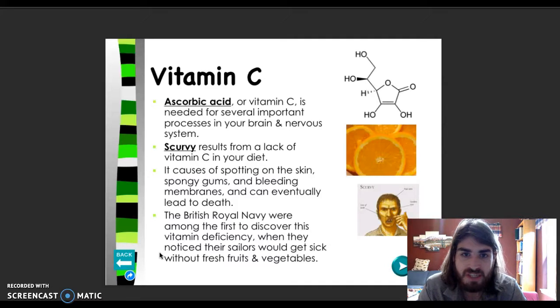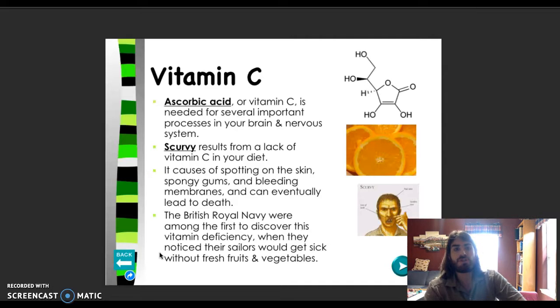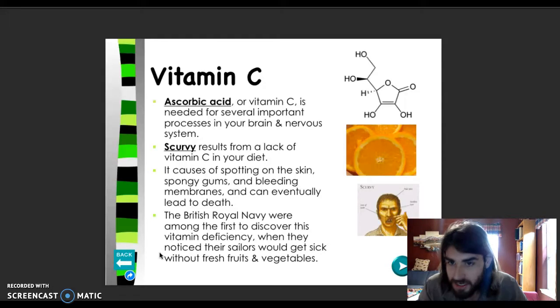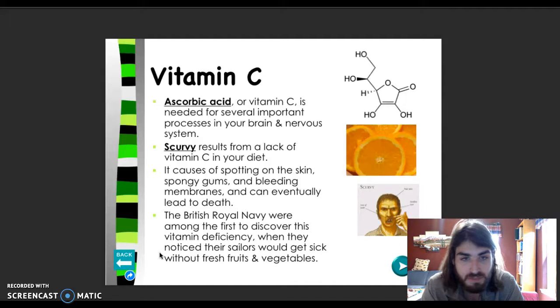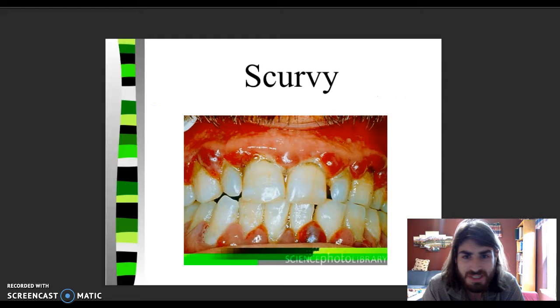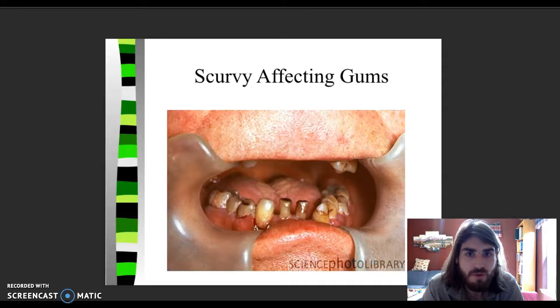It causes spotting on the skin, spongy gums, and bleeding membranes, and can eventually lead to death. The British Royal Navy were among the first to discover vitamin deficiency when they noticed sailors would get sick without fresh fruits and vegetables. So you can't just survive on meat alone on the open sea. You actually need vitamins that vegetables and fruits give you. There's an example of scurvy. Very, very painful looking. That just looks painful. There's another one.